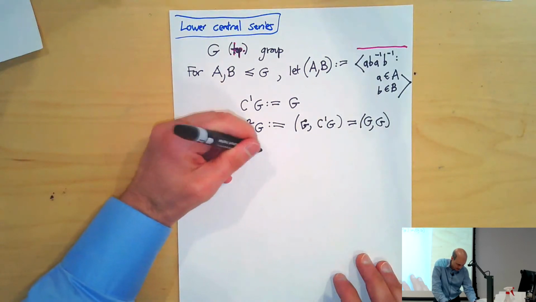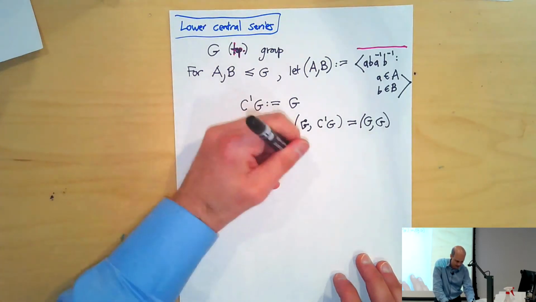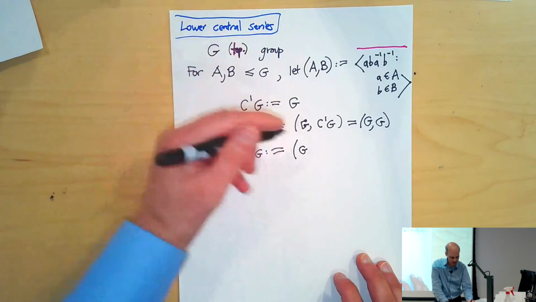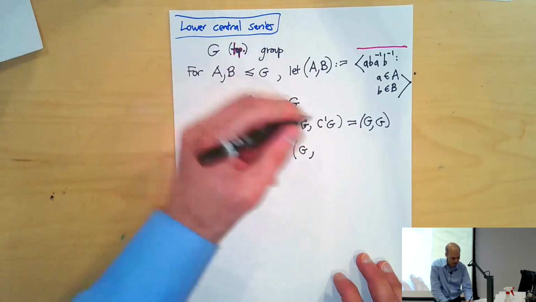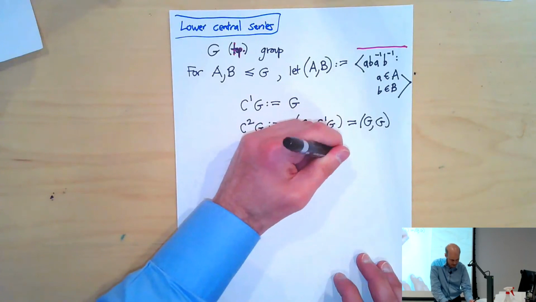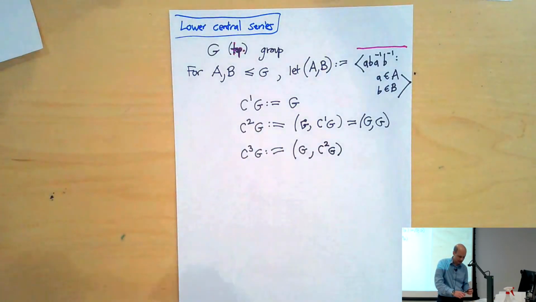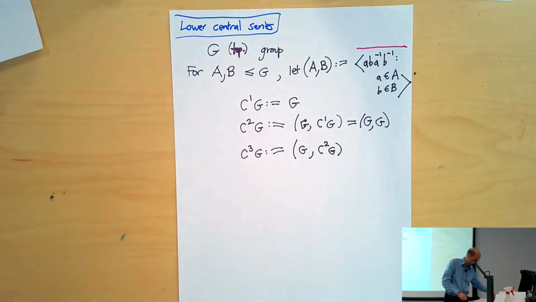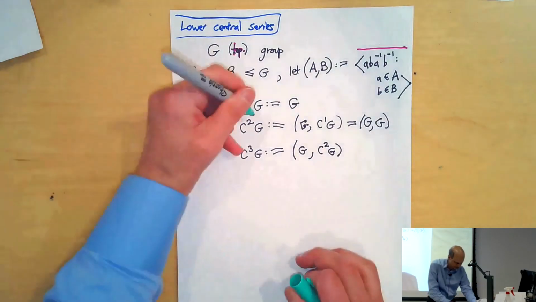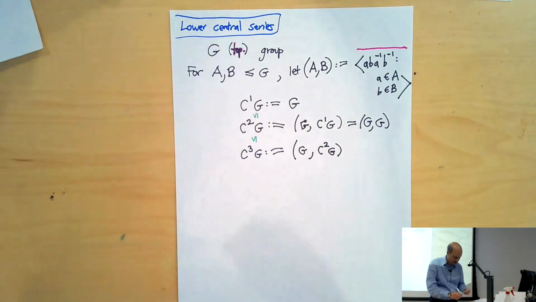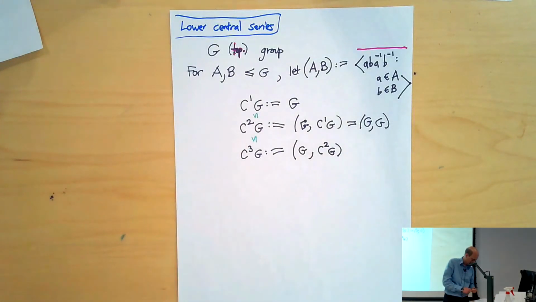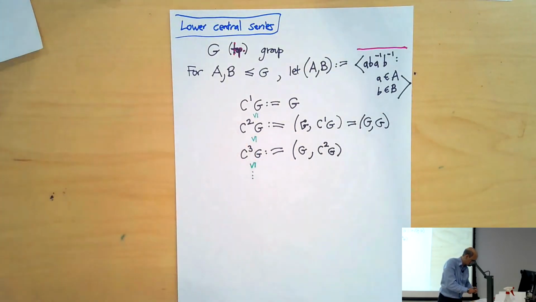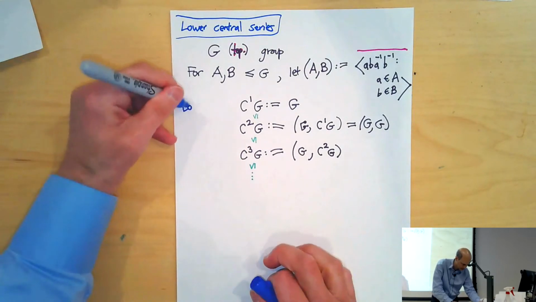You can say C3 of G. And notice I'm not taking the commutator of the previous thing with itself. I'm not taking the commutator subgroup of the previous thing. Instead I'm taking the commutator of the previous thing with the whole group. So this thing is descending slower than if I were taking the commutator subgroup of the commutator subgroup and so on. Anyway, this is going to be a decreasing sequence of characteristic subgroups in G, so they're all normal in each. And you can just keep going. That's what's called the lower central series.